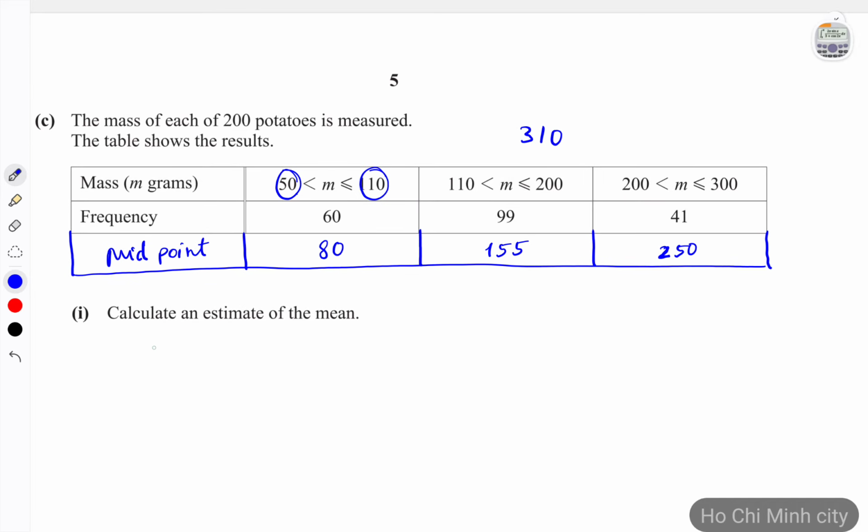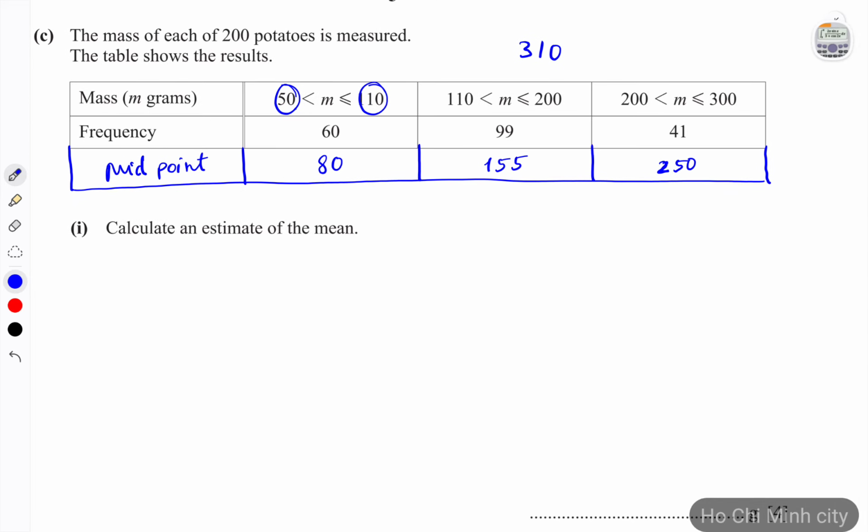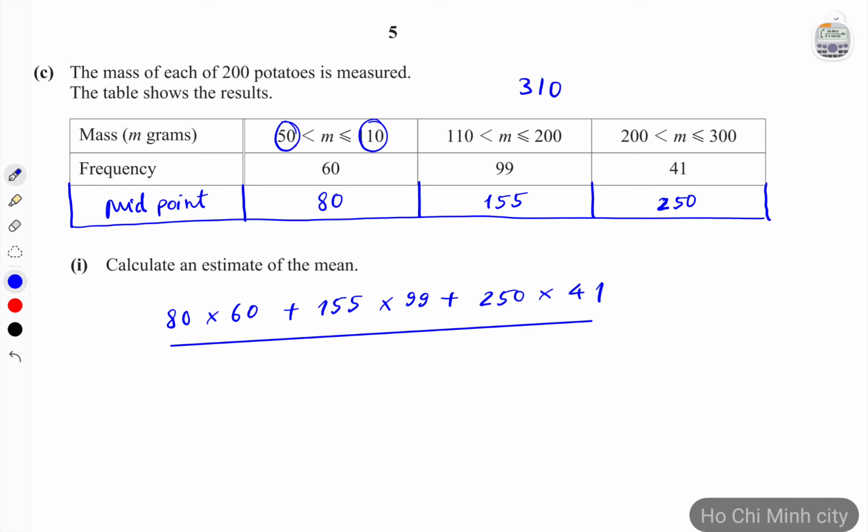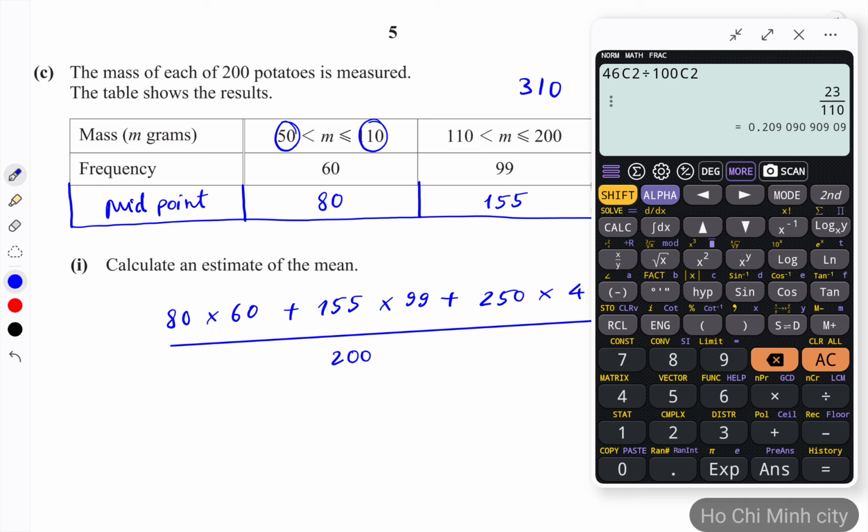All right, so the mean, we would do it in the same way as a previous question. So take the midpoint, multiply by the frequency, and add them together. Then divide by the total number of potatoes, that is 200. And the answer is 105.725.